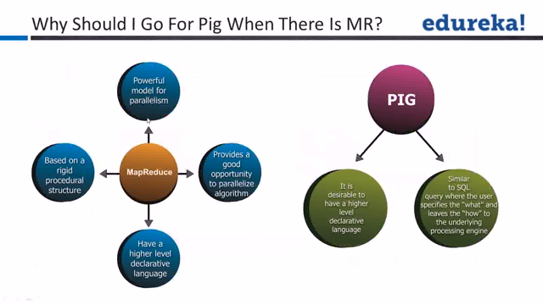So obviously MapReduce has a very powerful model for parallelism. It provides a good opportunity to parallelize an algorithm. We've seen that last time as well when we saw that use of Unix.